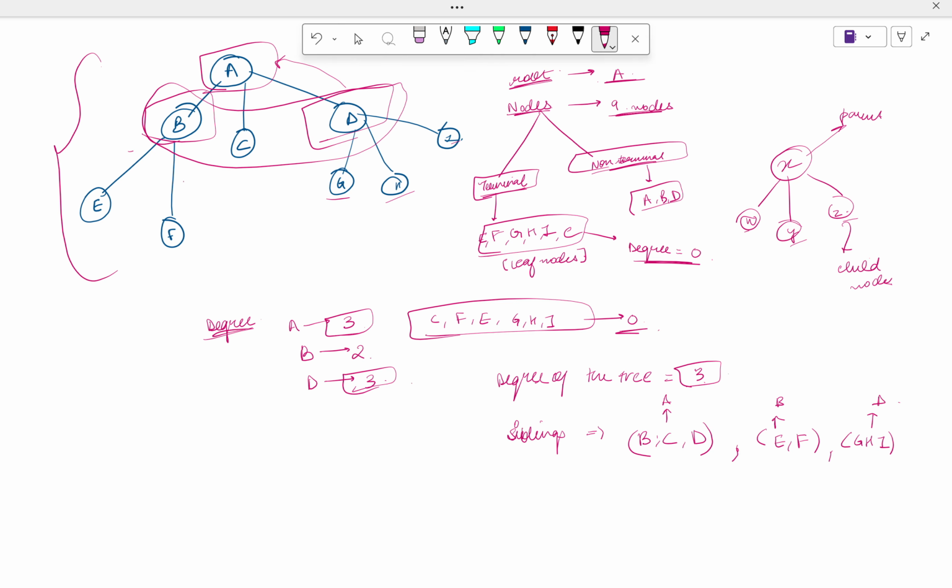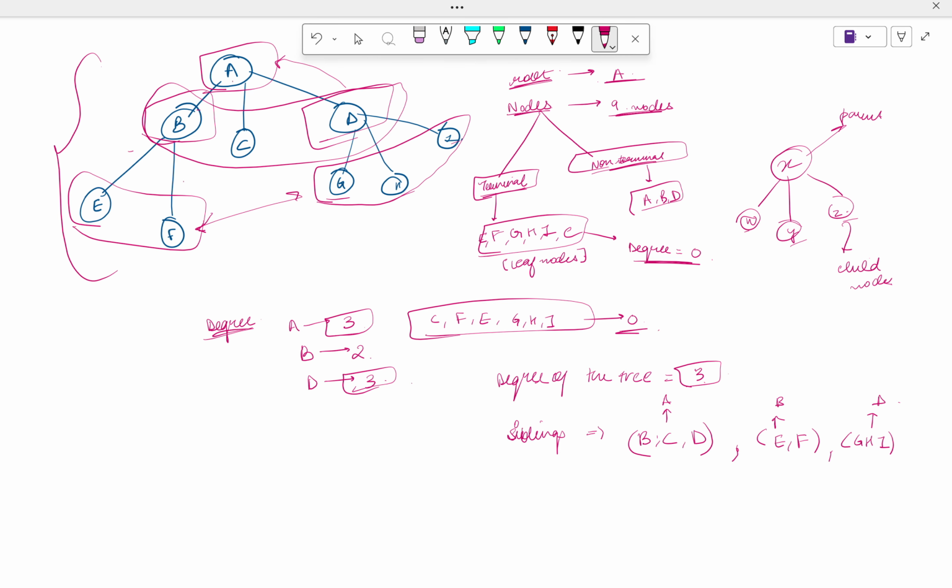Okay. Now let's come to our next topic, which is levels. Nodes are said to be on the same level when the same number of derivations was needed from the root node to reach them. A derived B, B derived E and F, A derived D, D derived G, H, I. So these are 2 derivations, the same number of derivations, so these are all on the same level.